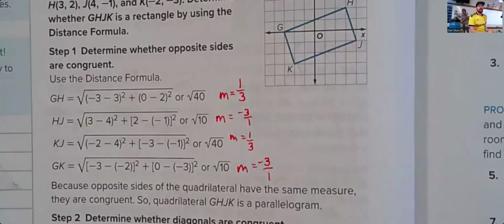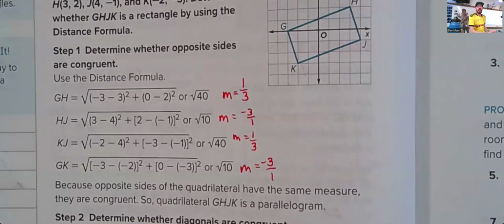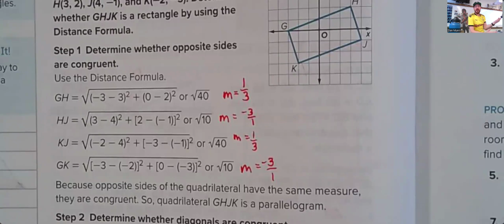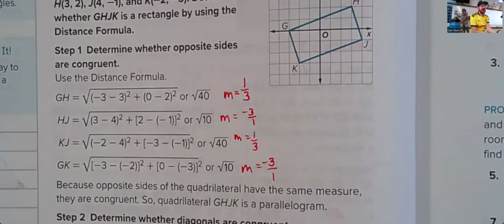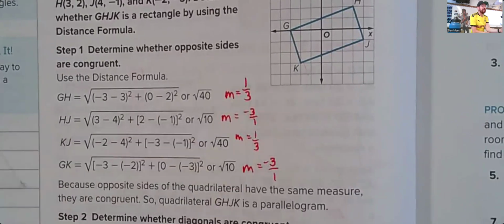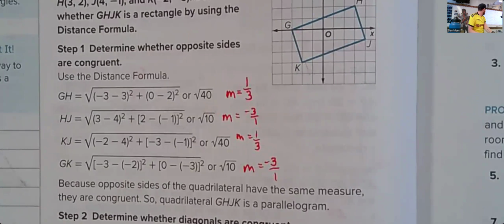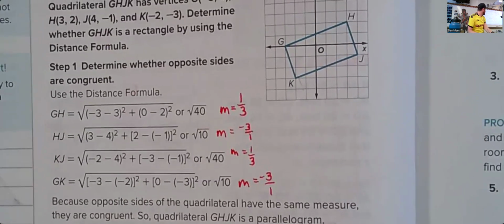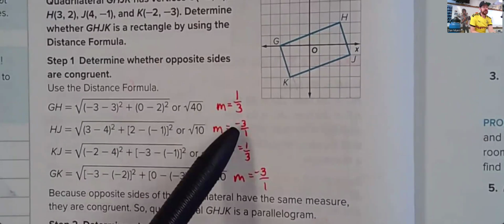Now, right angle means what? 90 degrees, which means what? Perpendicular. Now, I feel like we know things about slope that we can say is perpendicular or not, right? So if the slope between G and H is 1/3, and the slope between H and J is -3 over 1, are those slopes perpendicular?